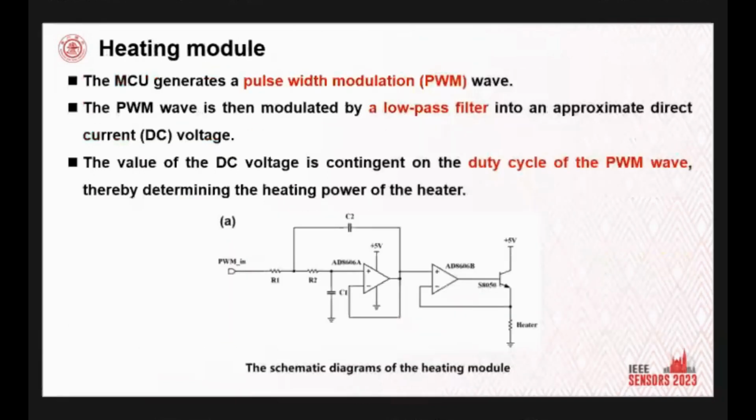In the heating module, the PWM wave is generated by the MCU and is modulated by a second-order low-pass filter to an approximate direct current voltage. The DC voltage is employed to heat the gas-sensitive material. To change the heating power of the heater, the duty cycle of the PWM wave is modulated by the MCU. The higher the duty cycle, the higher the output power.